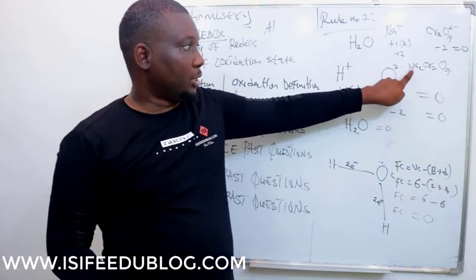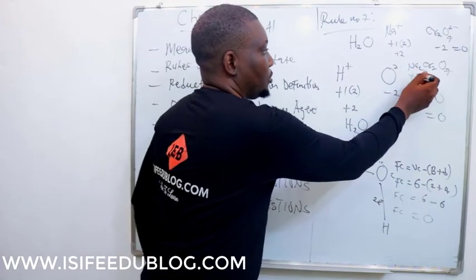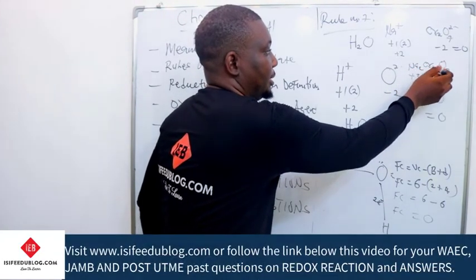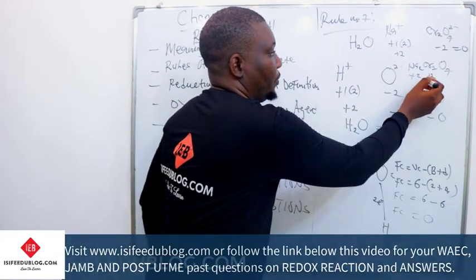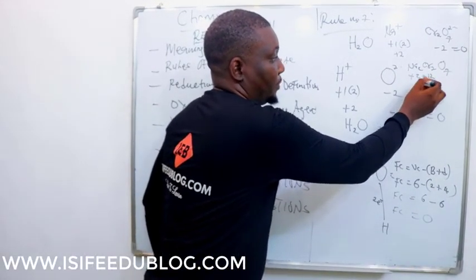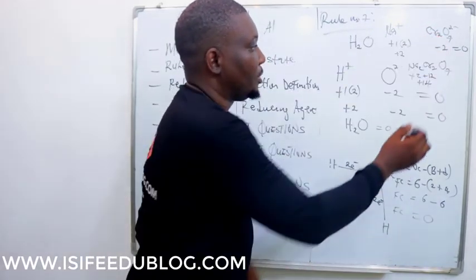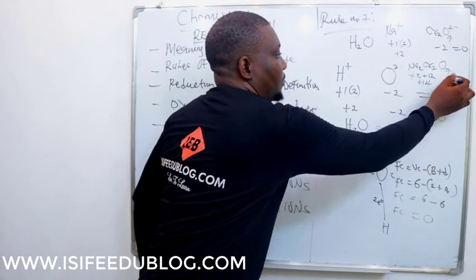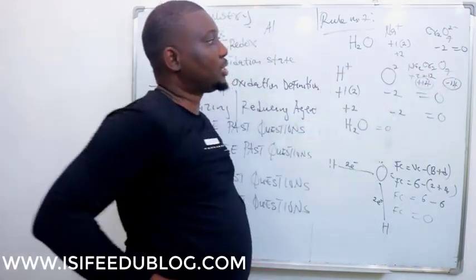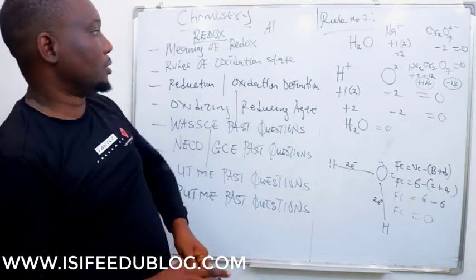So you see that the sum of Na2Cr2O7 is equal to 0. Very simple. This is +1. +1 times 2 is +2. This is 6. 6 times 2 is 12. All together we have +14. This is -2. -2 times 7 is -14. So the sum of -14 plus 14 should be equal to 0. That's what the rule says.